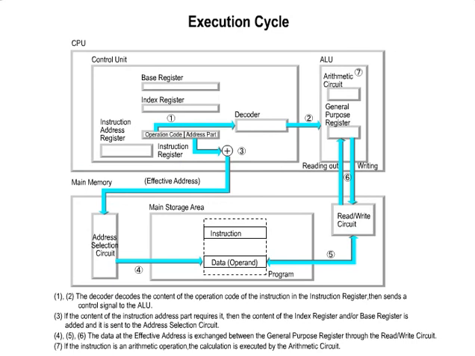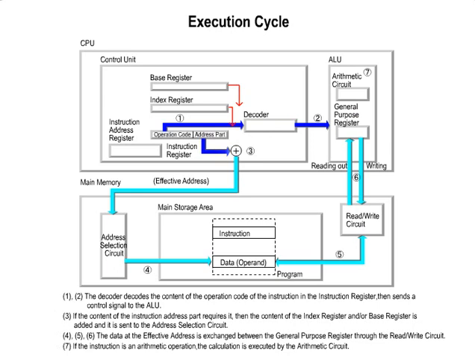2. Execution cycle. The decoder within the control unit decodes the content of the operation code of the instruction transferred to the instruction register. It then sends the control signal needed for execution to the arithmetic logical unit, I/O device, etc. At the same time, the effective address, which indicates the location where the target data is stored or to be stored in main memory, is calculated and sent to the address selection circuit. The data is transferred to and from the designated register based on this address.